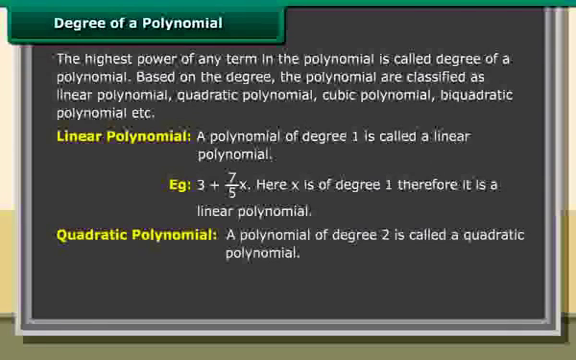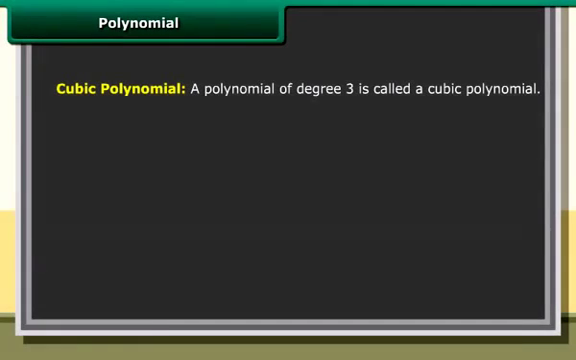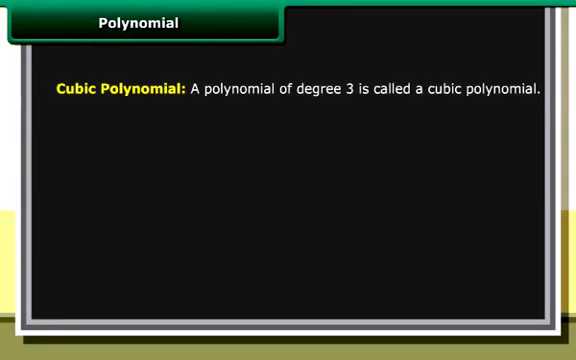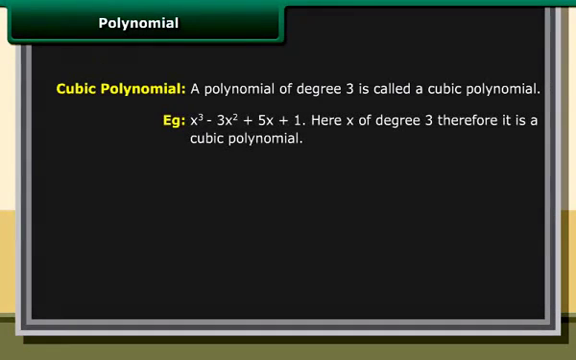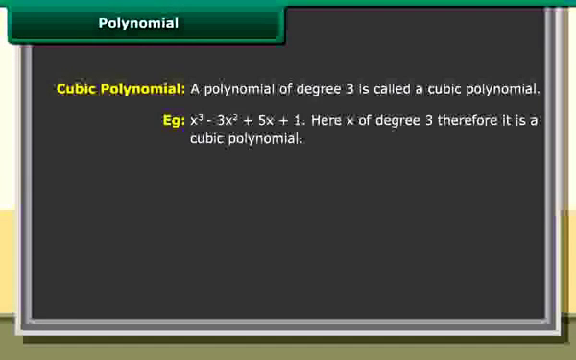Quadratic polynomial. A polynomial of degree 2 is called a quadratic polynomial. Example, cubic polynomial. A polynomial of degree 3 is called a cubic polynomial. Example, x cubed minus 3x square plus 5x plus 1. Here x is of degree 3. Therefore, it is a cubic polynomial.